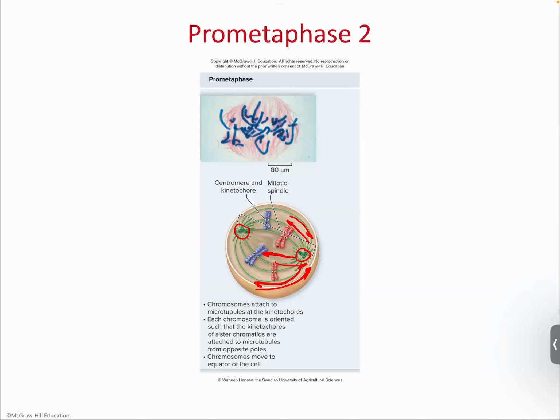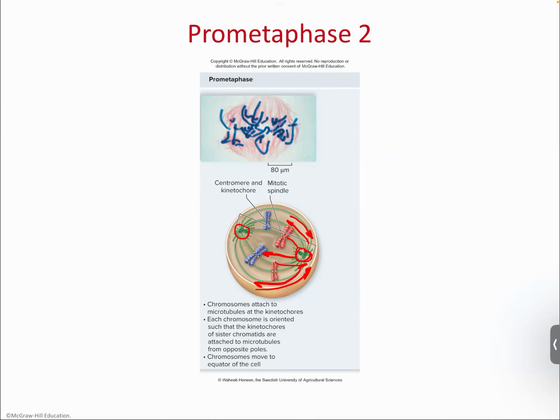So they're constantly casting out and retracting back. Every now and then, however, when they cast out, they're going to find a kinetochore. And when they grab it, they've got a hold of it, just like if you got the fish on the line, right?